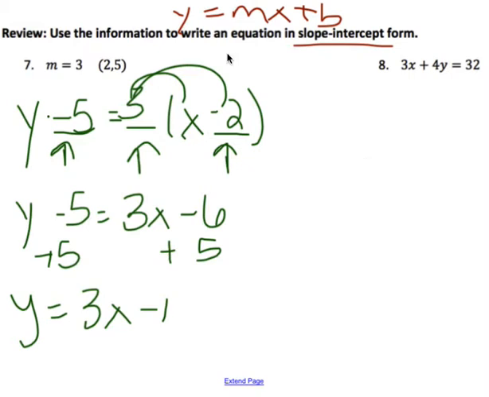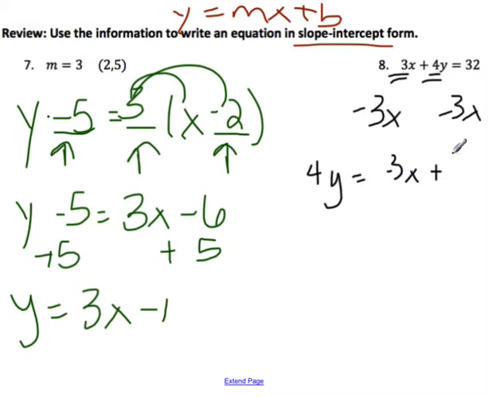So for number 8, we need to get the y all by itself. So first we need to get rid of that 3x. So what I notice is that's a positive 3x. So to get it over to the other side, I need to subtract 3x. So then I get 4y is equal to a negative 3x plus 32. Then to get that y by itself, I need to divide both sides by 4.